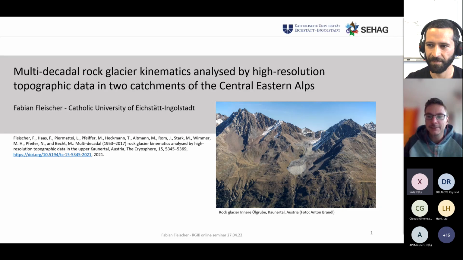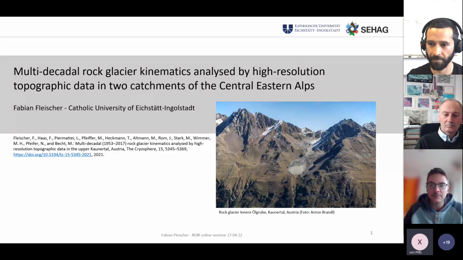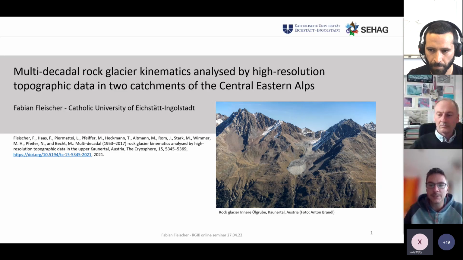Thanks for the introduction. Today I will focus on the catchment scale and the multi-decadal kinematic development of glaciers. Therefore, I will first introduce our two catchments, the study, and then report a bit on the methodology, and then present the results, focusing on common trends, but also on the differences in development, and show several examples.